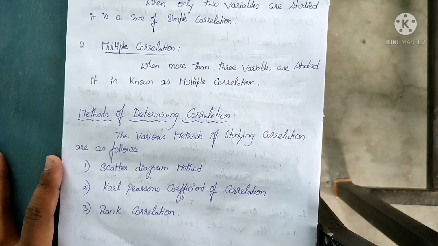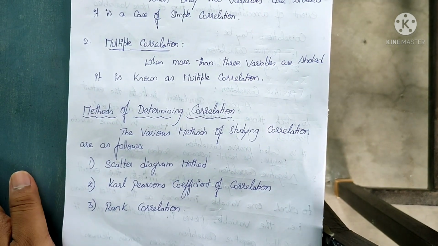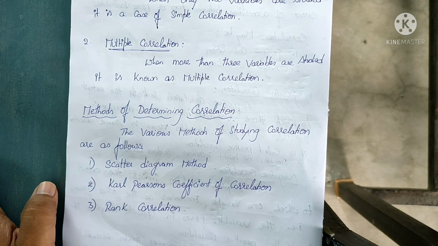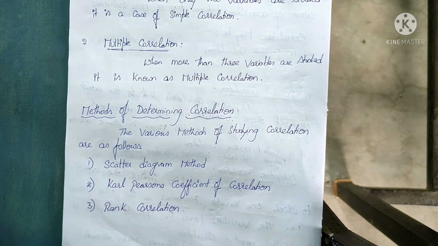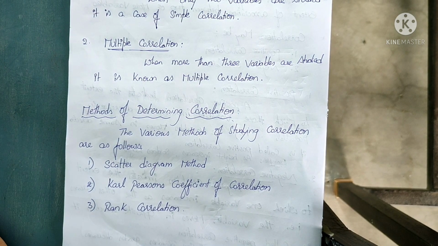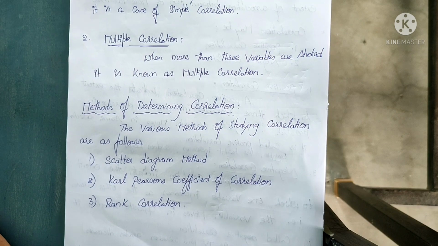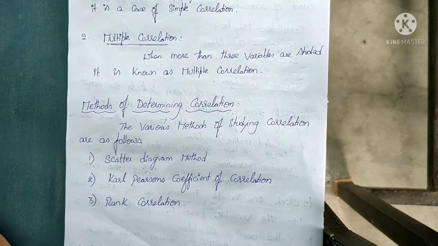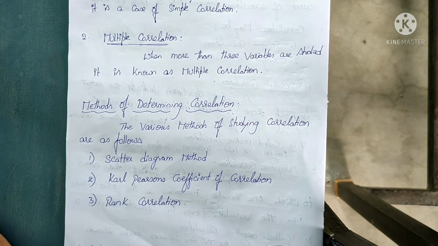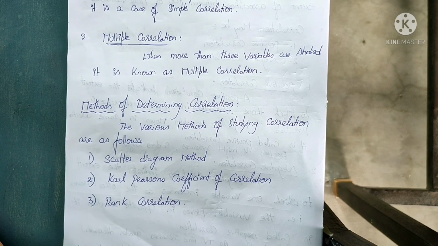Next, the different methods of determining correlation. The various methods for determining correlation are as follows. First one, scatter diagram method. Second one, Karl Pearson coefficient of correlation. And the third one, rank correlation. So the different methods for determining correlations are scatter diagram method, Karl Pearson coefficient of correlation, and third one, rank correlation.